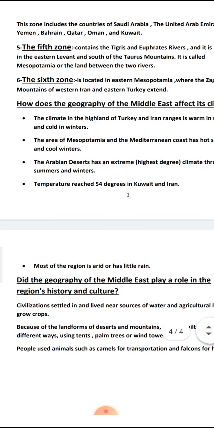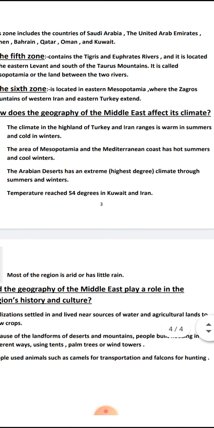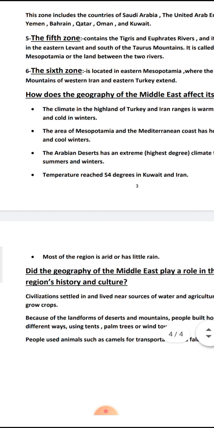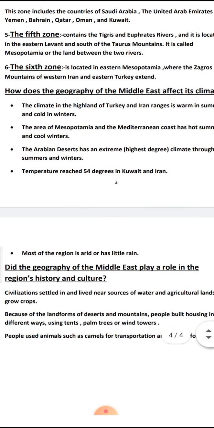And where is the location of the fifth zone? It's located in the eastern Levant and south of the Taurus Mountains, and this area is called Mesopotamia. Mesopotamia means the land between two rivers, and these rivers are Tigris and Euphrates.